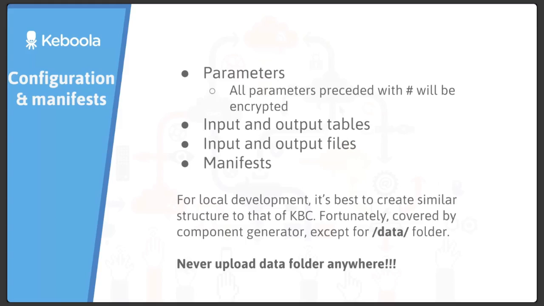Now, to locally create a component, you will have to create a directory similar to that of KBC. Thankfully, the component generator tool took good care of that, except for the data folder, which is crucial in our task and it's currently missing. It's best to create the data folder in the same folder as your code, but beware, never upload the data folder anywhere. The data folder might contain very sensitive information, such as API tokens or various passwords in the config.json file, which might be abused at a later date.